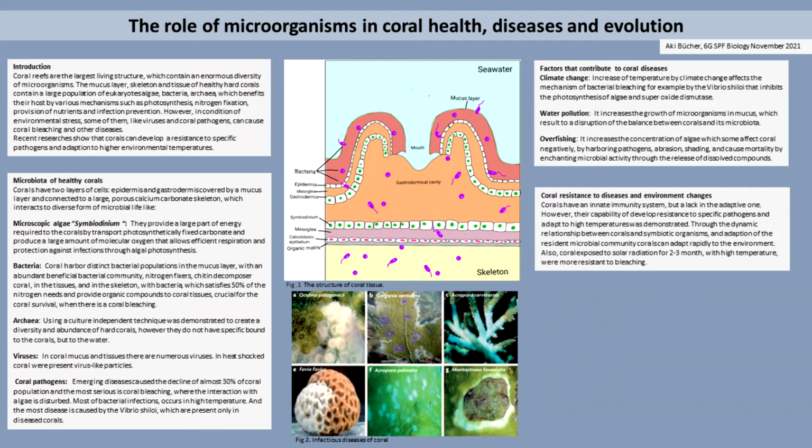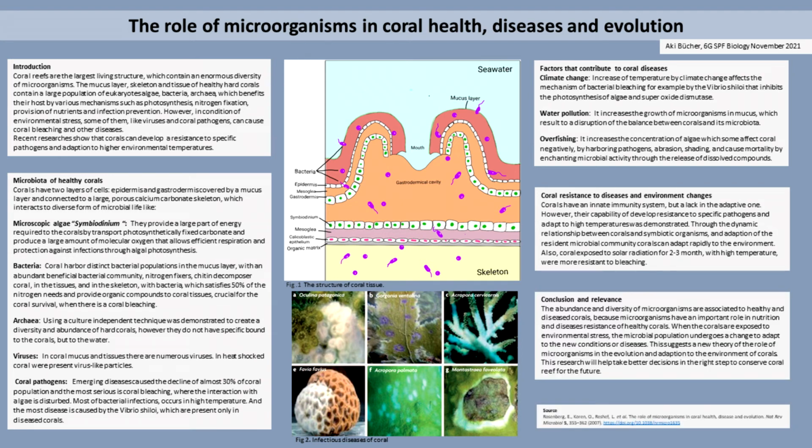Fortunately, corals have the capability to develop resistance to specific pathogens and adapt to environmental changes, even though they lack an adaptive immune system. Corals can adapt to environmental stress. This is due to the dynamic relationship between corals and symbiotic organisms, which select and adapt the symbiont population so that the host can adapt faster to the environment. It was also confirmed that corals exposed to solar radiation for 2-3 months with high temperature were more resistant to bleaching.